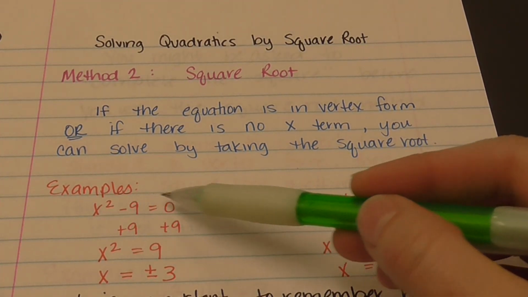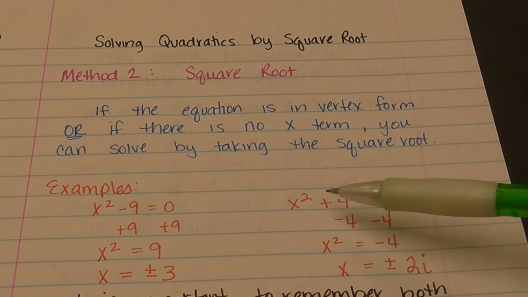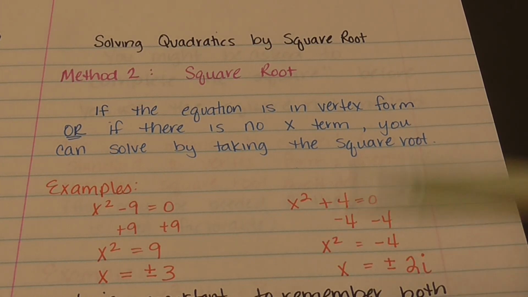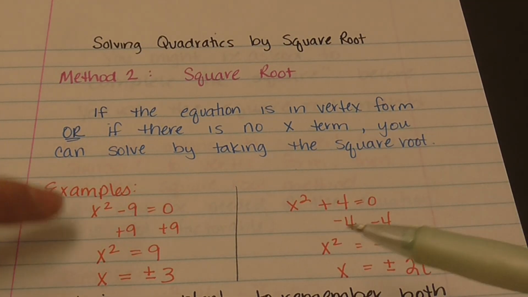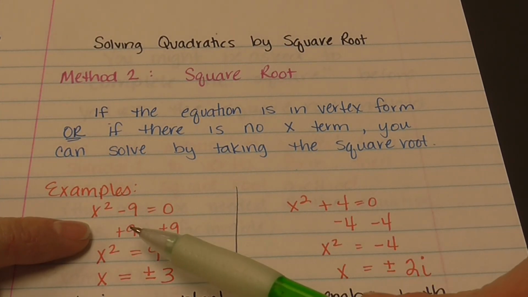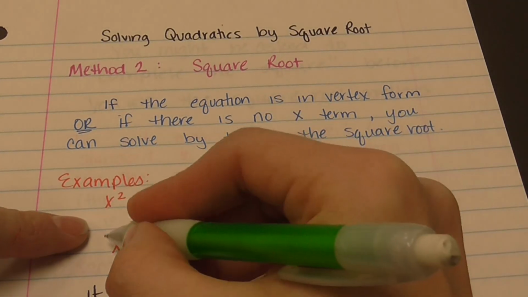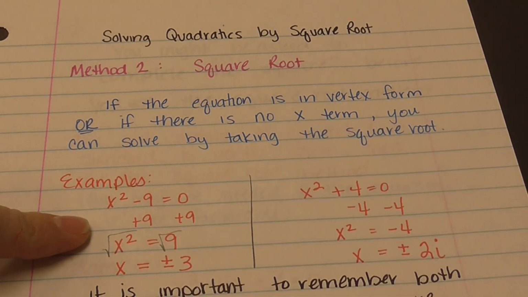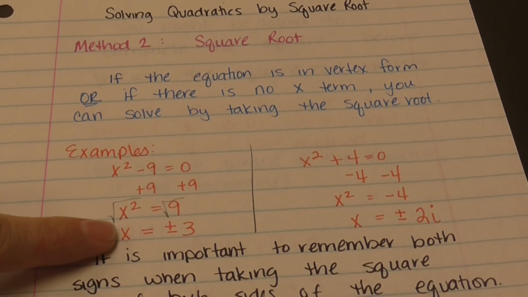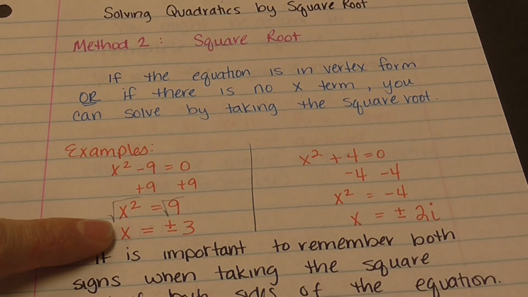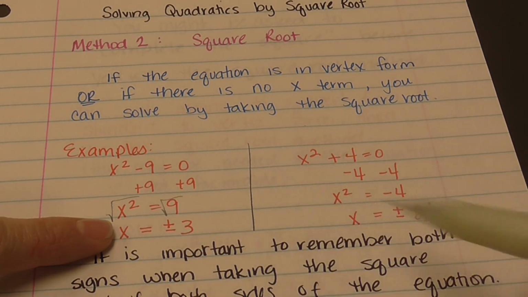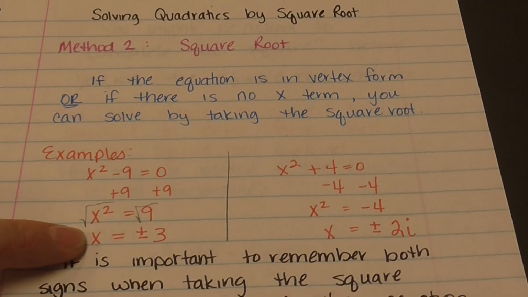So I've got x squared minus 9 equals 0. I've got x squared plus 4 equals 0. Those are two different problems. All right, so in this one, to get x by itself, I just add 9 to both sides. I get x squared equals 9. To undo the squared, I would take the square root of both sides, and x would equal positive and negative 3. You can't forget that positive and negative. It's really important when we're solving these.